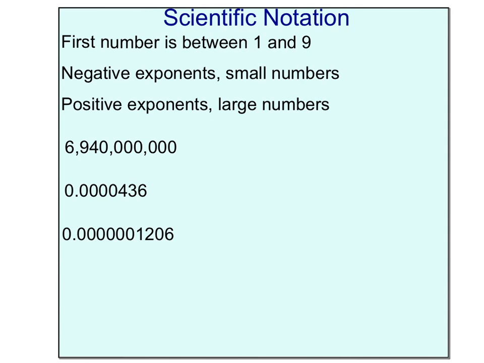This is just a quick review from something you've probably covered in math class, just being able to write numbers in scientific notation. So for example, if you've got these really big numbers, you take the decimal point and you move it in between the first two non-zeros. And then you count how many times you move it. 1, 2, 3, 4, 5, 6, 7, 8, 9. So I'd write this as 6.94 times 10 to the 9th because I moved the decimal point 9 times.